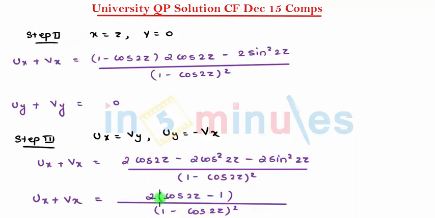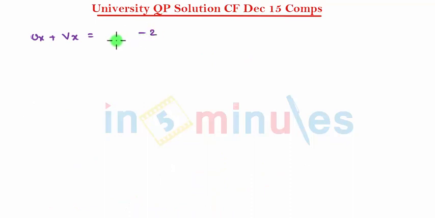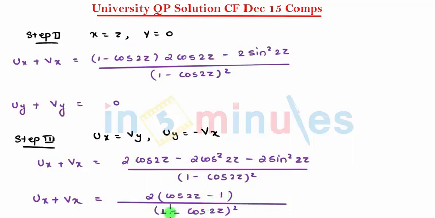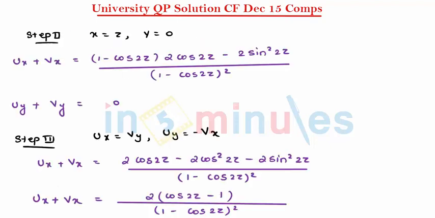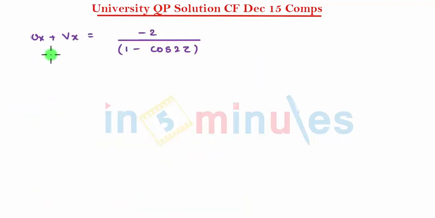With a simplified version I can write ux plus vx as, taking minus common, minus 2 divided by, this term can get cancelled, 1 minus cos 2z remains, and next I can write the second term, that is uy plus vy. I can write vy as ux, so ux minus vx. So I can write here ux minus vx, and that is nothing but 0.